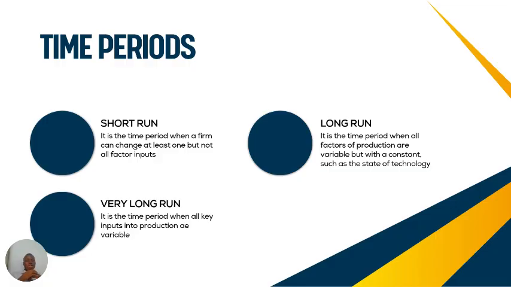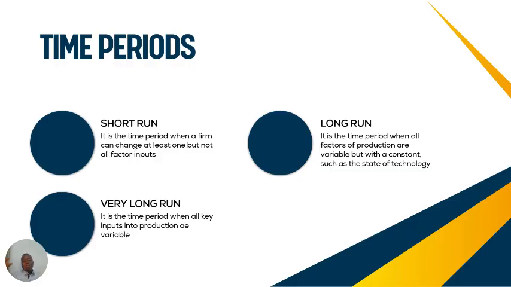Short run is the time period when a firm can change at least one but not all factor inputs. When we say factor input here, we are talking about the factors of production. That is, you can change at least one but not all factor inputs. Do you understand? That is, not all factor inputs are changing. It's only one factor input that can change.